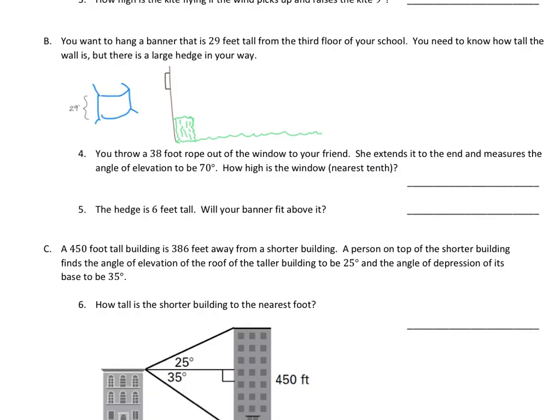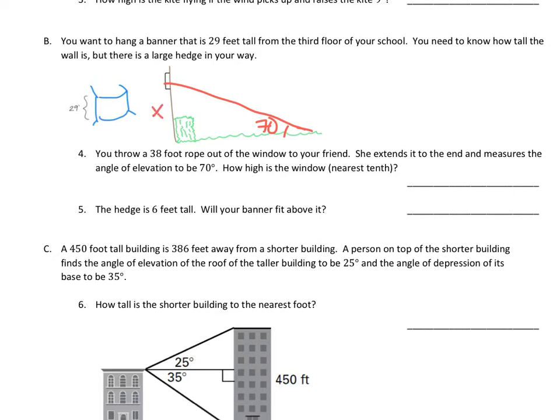On part B, you want to hang a banner that's 29 feet tall from the 3rd floor of your school. So you're going to try and take this banner and put it on the wall here, but you need to know how tall the wall is, and there's a large hedge in the way. So this hedge here is keeping you from measuring how tall this is. And so you're going to throw a 38-foot rope out of the window to your friend, and she extends it to the end and measures the angle of elevation here to be 70 degrees. And so from this rope here up to that window, there's an angle of elevation of 72 degrees. Now we will look for how high the window is.